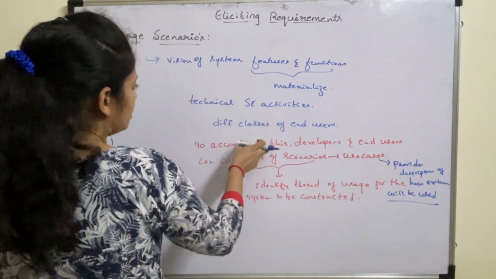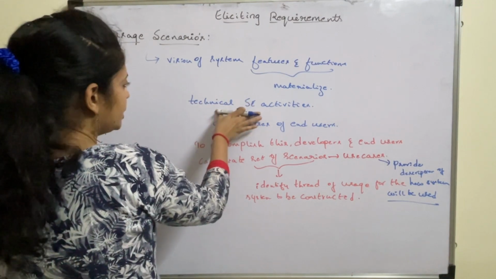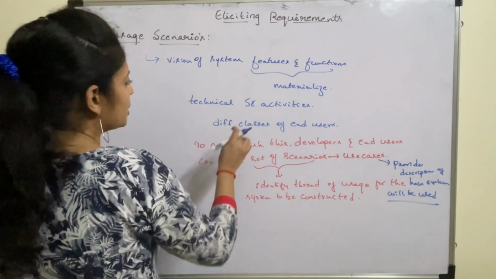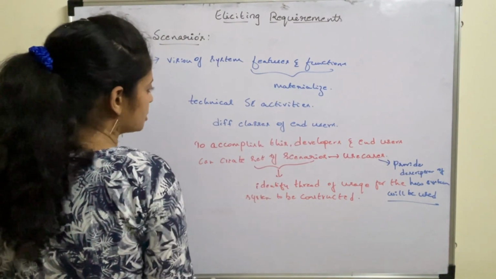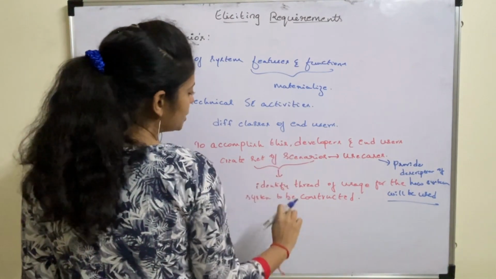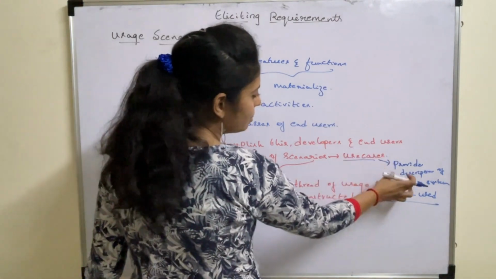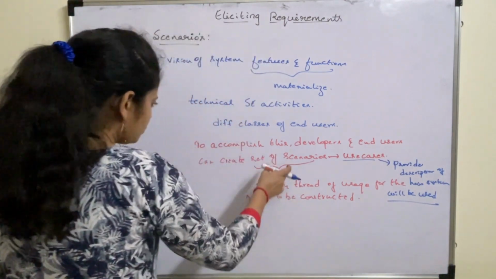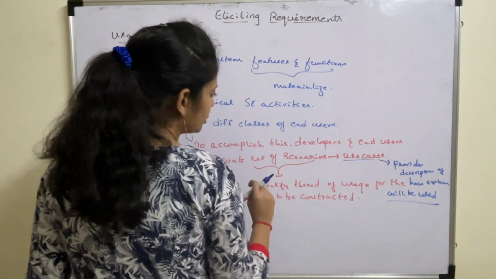So in order to go deeper into the technical software engineering activities, first we need to understand how different features and functions are used by different classes of end users. To make this possible, developers and end users create a set of scenarios, and these scenarios are called use cases. These use cases mainly provide a description of how the system will be used. And also these scenarios identify a thread of usage for the system to be constructed.